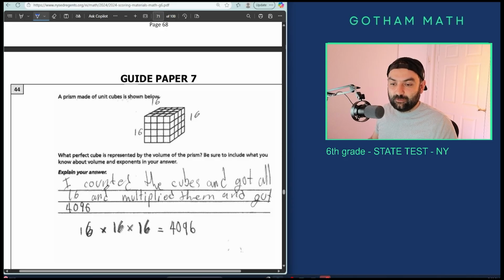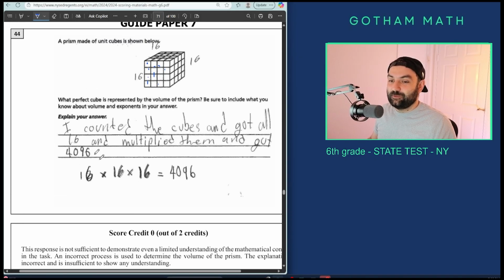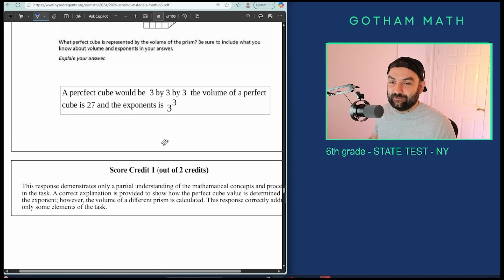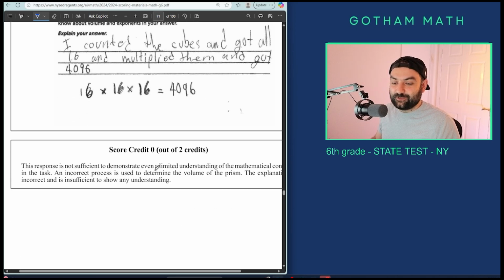I counted the cubes and got 16, and multiplied them and got... Where'd you get that? Oh, okay. So this person just counted how many squares, not length times width times height. I will be shocked if this is 1 out of 2 because that's also incorrect. Yeah, they just did it. I think it's exactly like that with different numbers. I would say so.